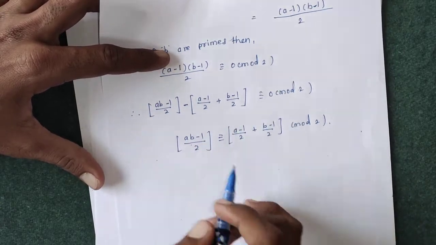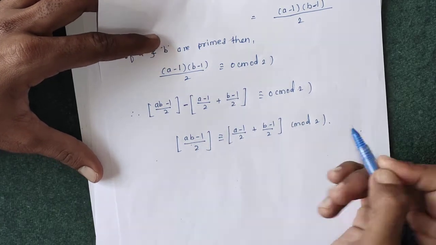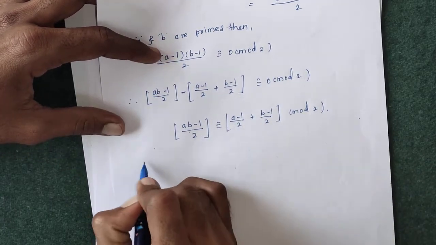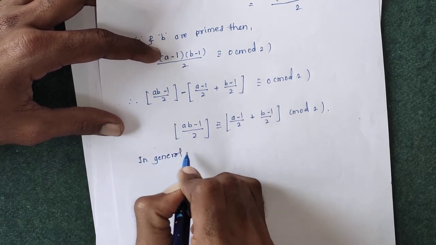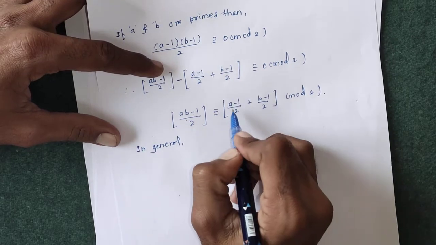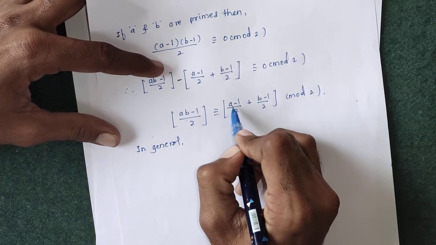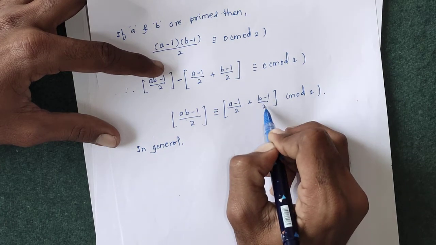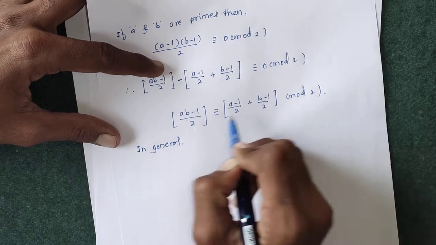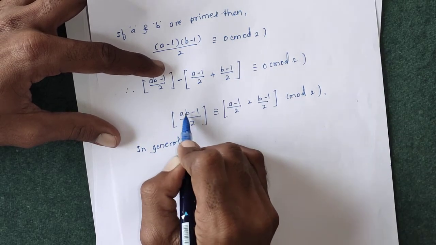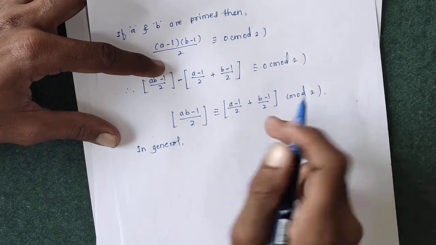If we generalize this result, this is for A and B, two integers, then if we take n integers, we can generalize this result. In general we get that (A1−1)/2 + (A2−1)/2 + (A3−1)/2 + ... + (An−1)/2 is surely congruent to (A1·A2·A3···An − 1)/2 under modulo 2.